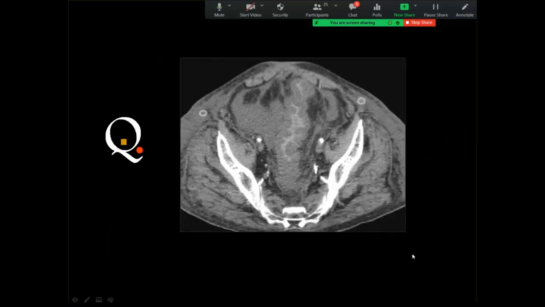Okay, and this is a selected CT scan of the pelvis in a patient with a lesion in the rectum.